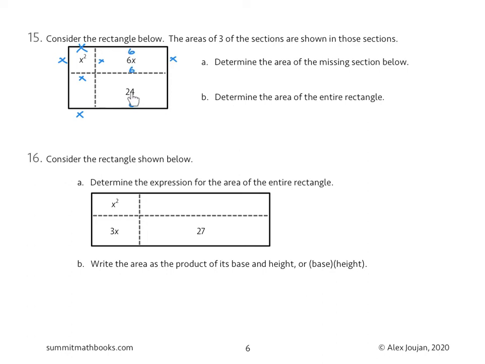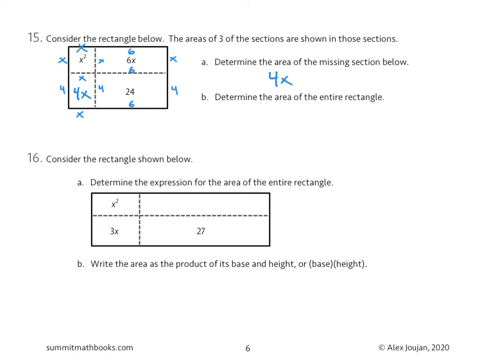And now I can look at this rectangle. Its area is 24. 6 times what equals 24? That would be 4. 6 times 4 is 24. So I can put a 4 here, which means this is 4, and this is 4. And now I can find the area of this rectangle. Its base is x, and its height is 4. 4 times x is 4x. So the missing section is 4x.